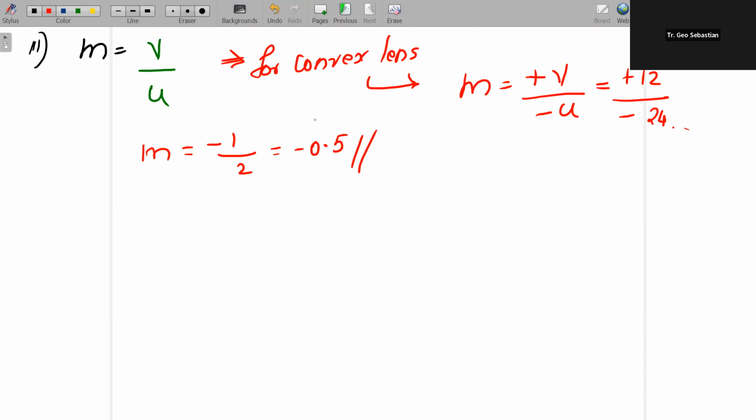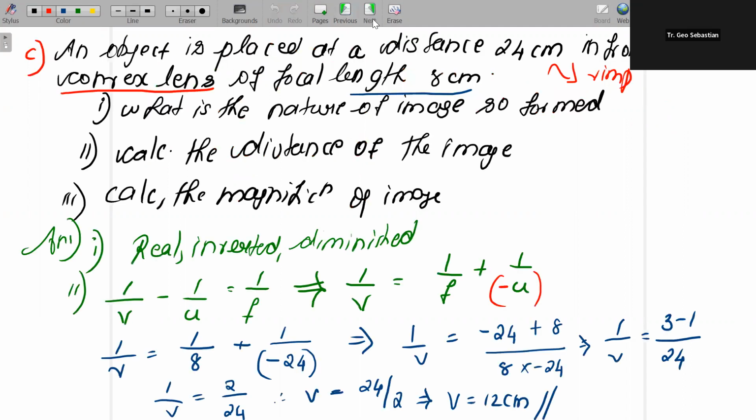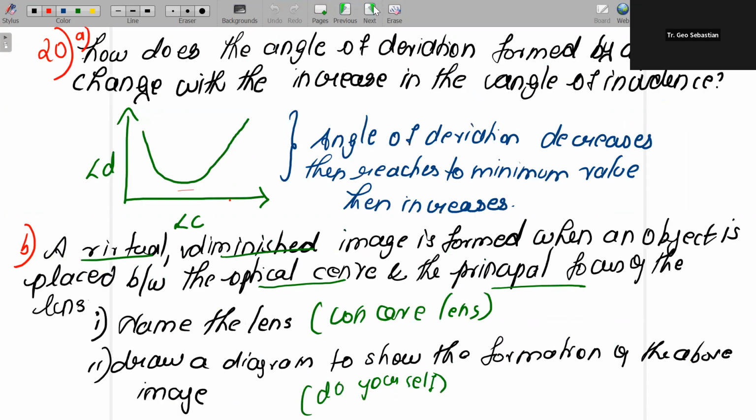Not over. One more question in 5 minutes. One more question is from the sound chapter. One more question will do. So this is the last one. 21st question.